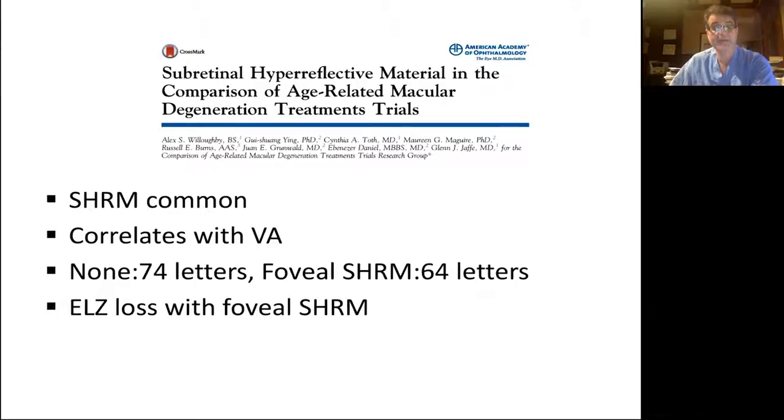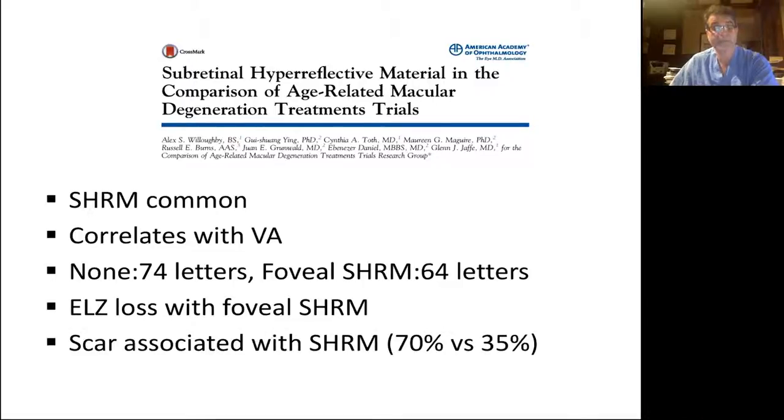Ellipsoid zone loss is associated with foveal subretinal hyperreflective material. And as I mentioned, ellipsoid zone also correlates with visual acuity. And finally, as I mentioned, scar is associated with SHRM. Patients with a SHRM, a subretinal hyperreflective material, have a 70% risk of scar versus those without SHRM who only have a 35% risk of scar.